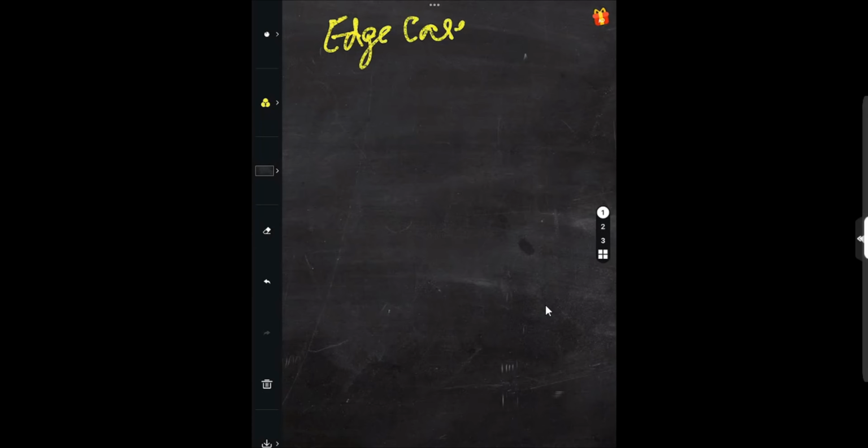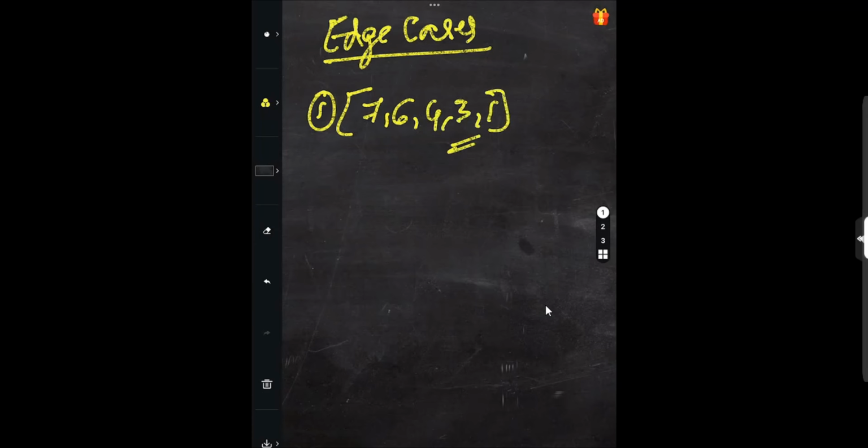I'll just give the edge cases here. The first one is no profitable transaction possible. Let me consider the input 7, 6, 4, 3 and 1. This is just the input. The output here will be 0. That is the reason I said no profitable transaction possible. Why? Here the prices are continuously decreasing, so no profit can be made.